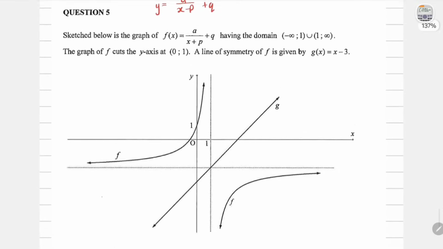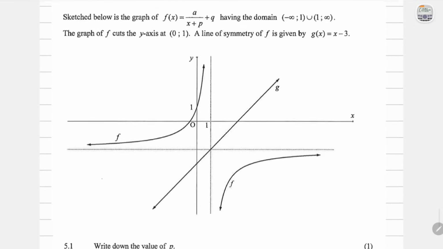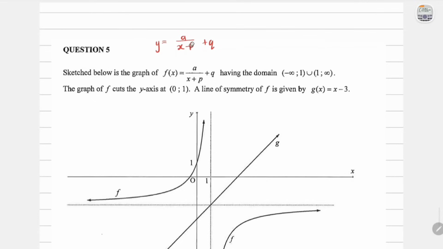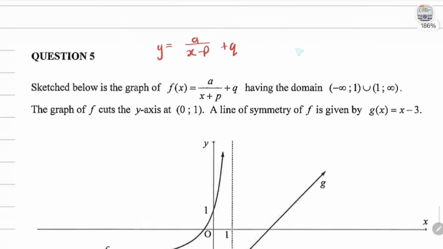So when looking for our p in the general form, we know that that is the vertical asymptote. That is the x value of the vertical asymptote. We say x equals p, right? So we can see that it passes 1. So x is equal to 1. The p that we are referring to in the general form is 1. And if you substitute that there, you get y equals a over x minus 1 plus q.